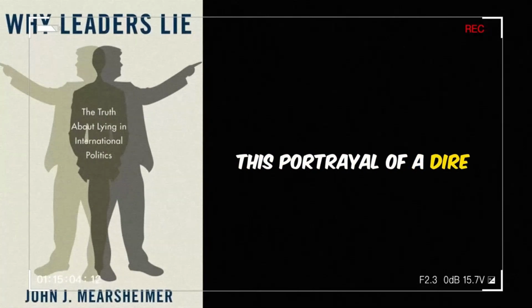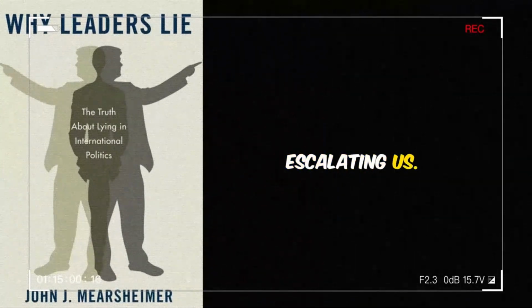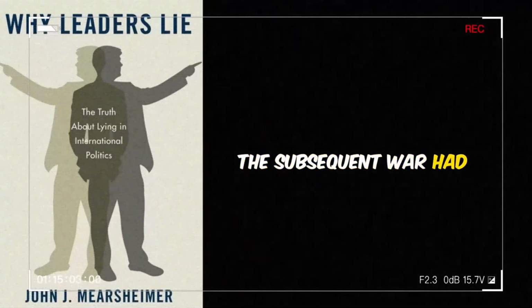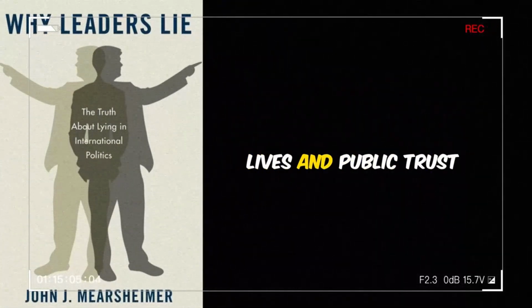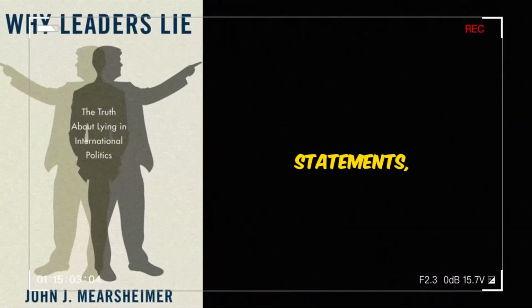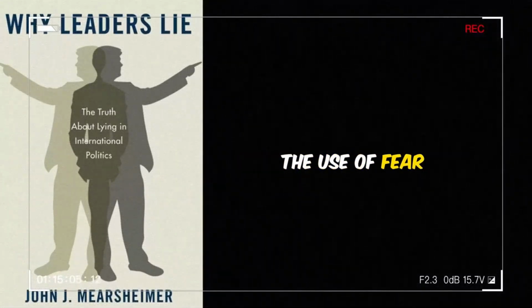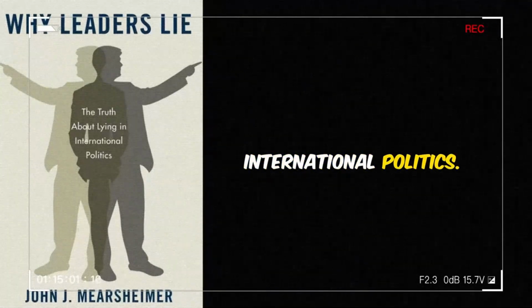This portrayal of a dire and imminent threat was used to justify escalating U.S. involvement in Vietnam. The subsequent war had profound consequences, both in terms of human lives and public trust in government statements, raising significant ethical questions about the use of fear-mongering as a tool of deception in international politics.